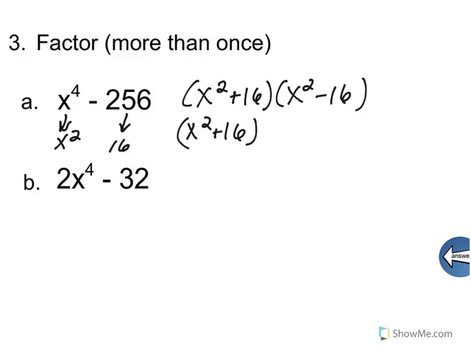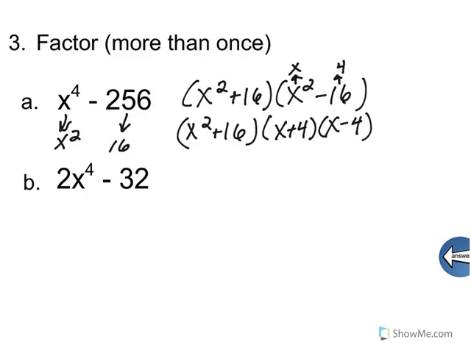But x squared minus 16 is another difference of squares. Again, the square root of x squared is x. The square root of 16 is 4. And so my two factors would be x plus 4 and x minus 4.